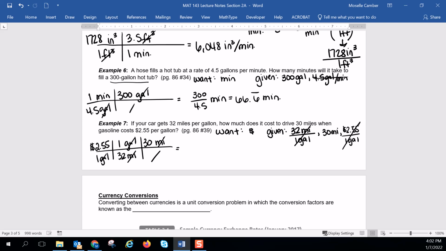So I do my 2.55, I'm going to multiply that by 30, and then I'm going to divide that by 32. And I get $2.39 for that trip. Now, does that really make sense? You get 32 miles per gallon. Well, you're only going 30 miles, so you're not going to use quite 1 gallon. 1 gallon is $2.55, so if you don't use it all, then you're going to pay less than that 1 gallon.